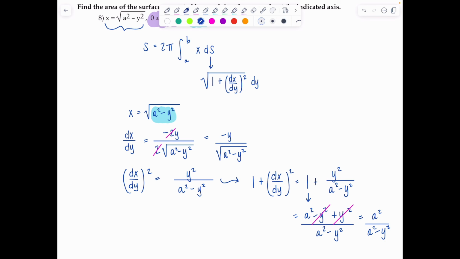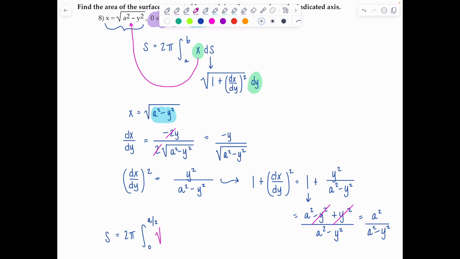Good. So now we're ready to put everything together. Surface area is going to be 2 pi. Limits a to b are going to be 0 to a over 2. Now I'm integrating with respect to y. You're not in multivariable calculus yet, so you're not going to put x in your integral when you're integrating with respect to y. No, you're going to replace x with, yes, rad a squared minus y squared, right there.